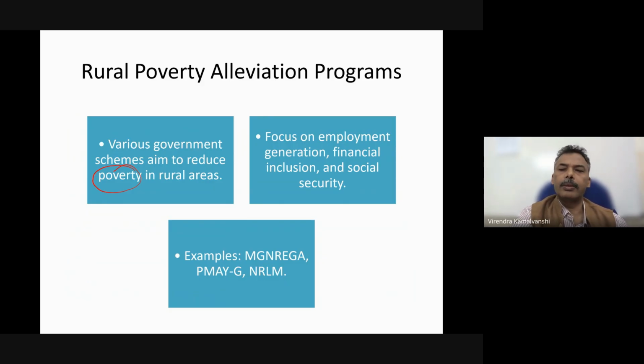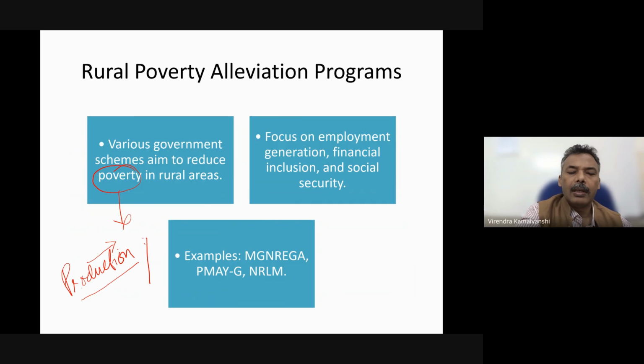Okay, so giving something without the backing of any productive activity means that money is going to increase the prices in that area, nothing else. So that is why we need that money should be given through employment generation, financial inclusion, and social security. Okay, so in these cases, the effect is comparatively less.